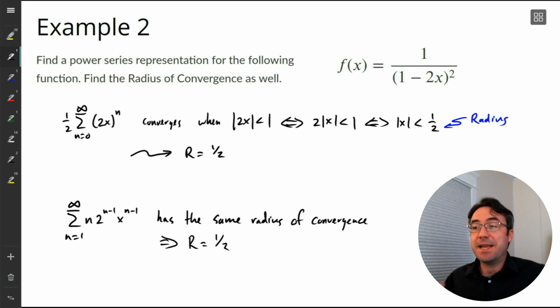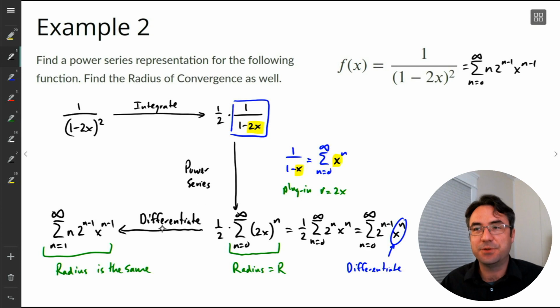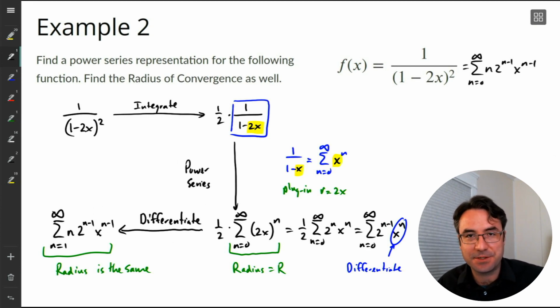All right, so next time we're going to see how to integrate a power series, and then we'll see an example where we do something very similar to this, except we have to integrate a power series.